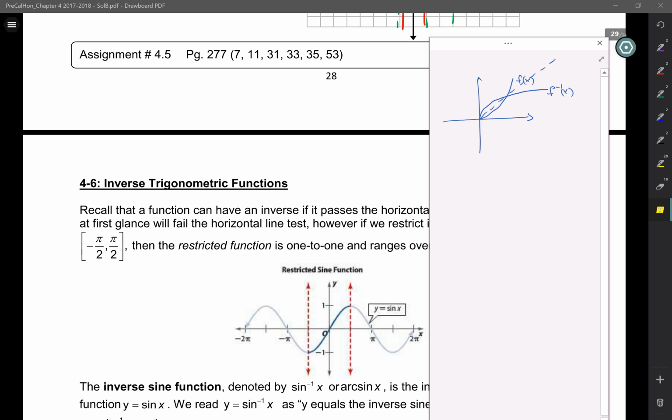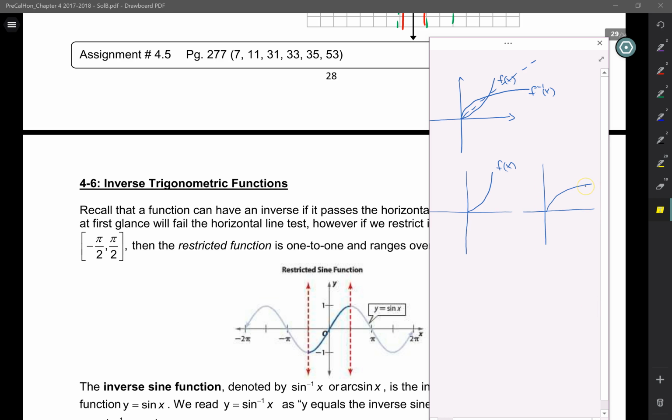Now, if in fact f of x was this, okay, and I drew the inverse of f of x, okay, that's f of negative x. I'm sorry, f inverse of x. Now here's a question for you. Look at f inverse, right? The inverse function. Is that a function? Is it a function? Does it pass the vertical line test? It does. Okay.